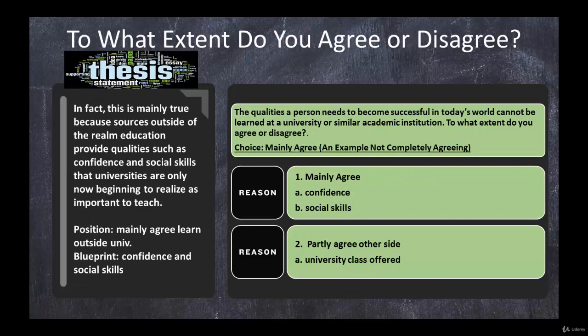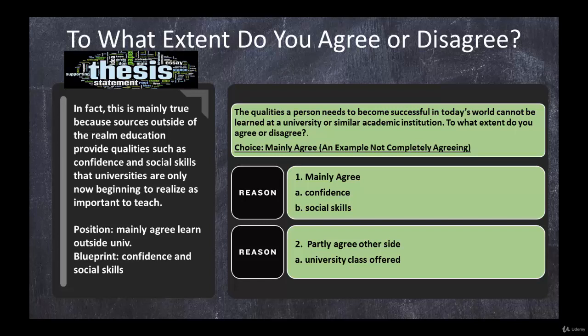Now here is a to what extent do you agree or disagree? All right, so this is the question talking about the qualities a person needs to become successful in today's world cannot be learned at a university or similar academic institution. To what extent do you agree or disagree? Now here I mainly agree. Okay. Now look at my thesis statement.